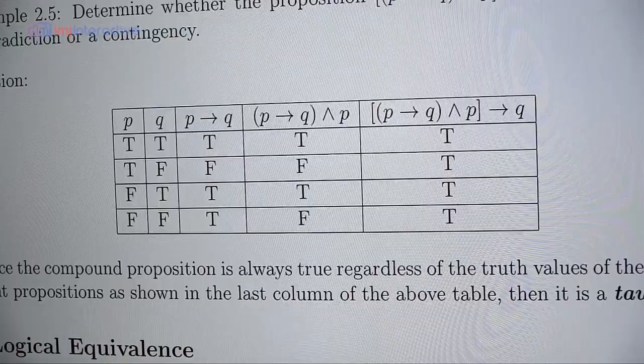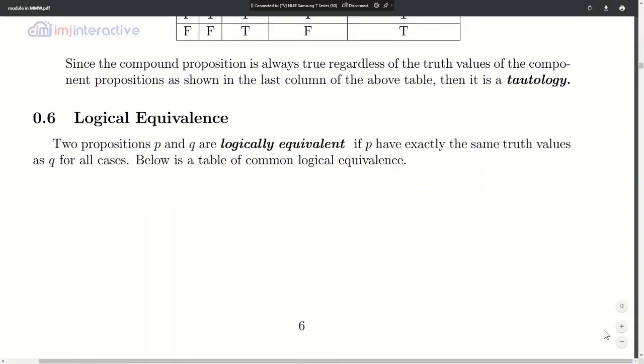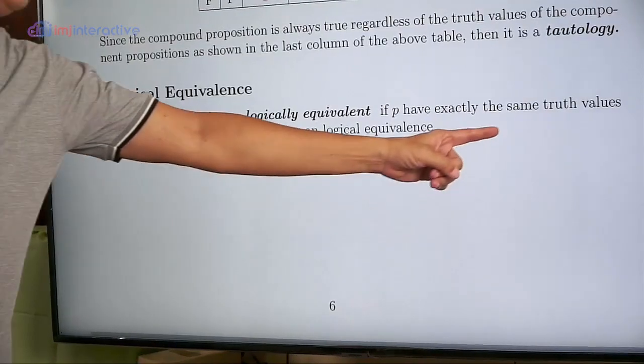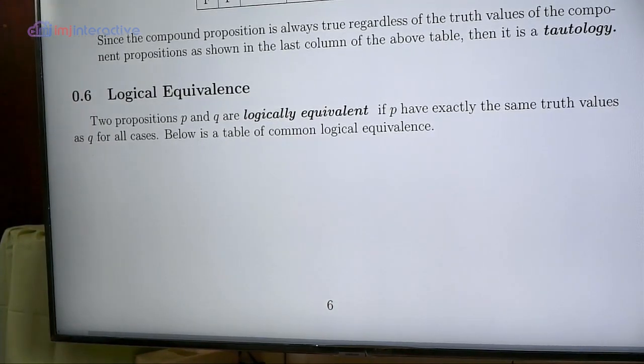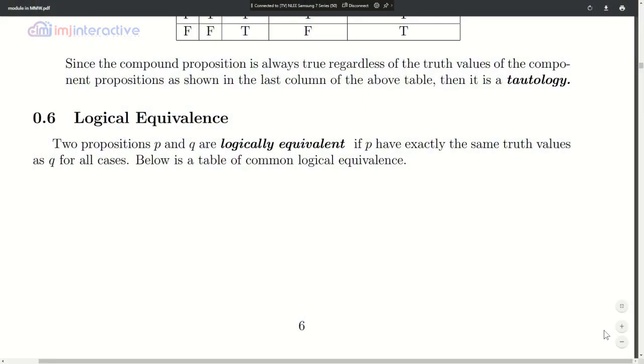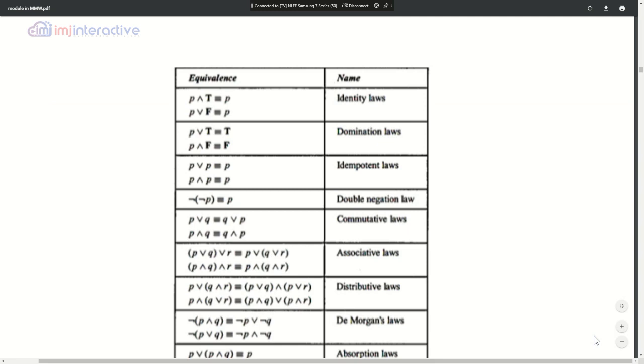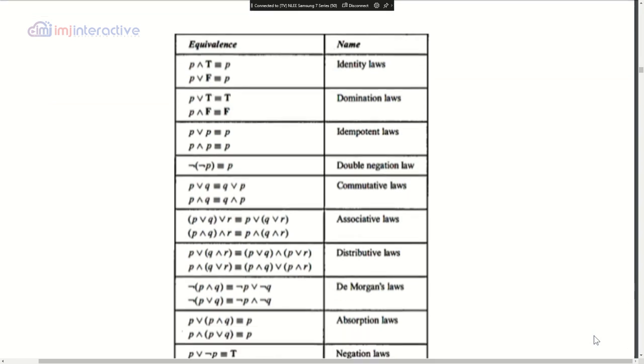So, next example. How do we know whether two propositions are equivalent? It says here, two propositions P and Q are logically equivalent if they have exactly the same truth values for all cases. Below is a table. Let's take a look at an example of logically equivalent statements.